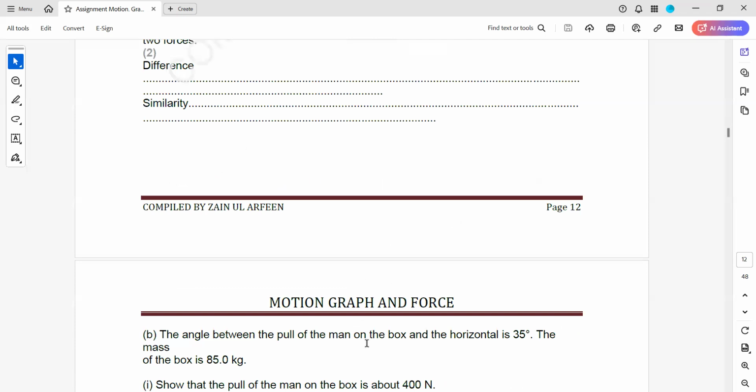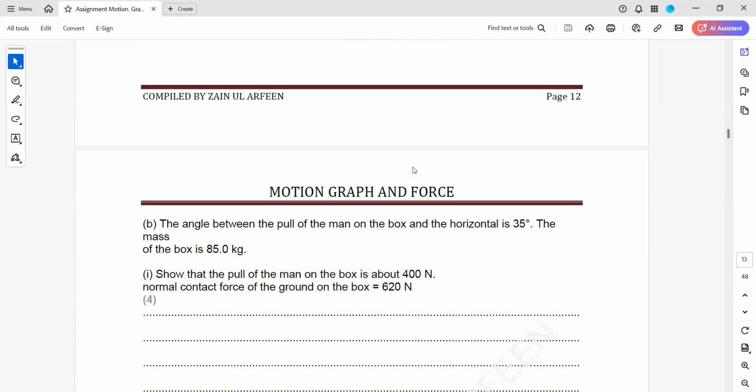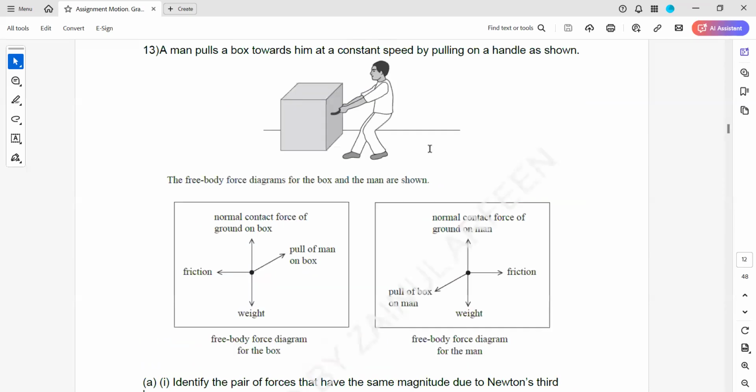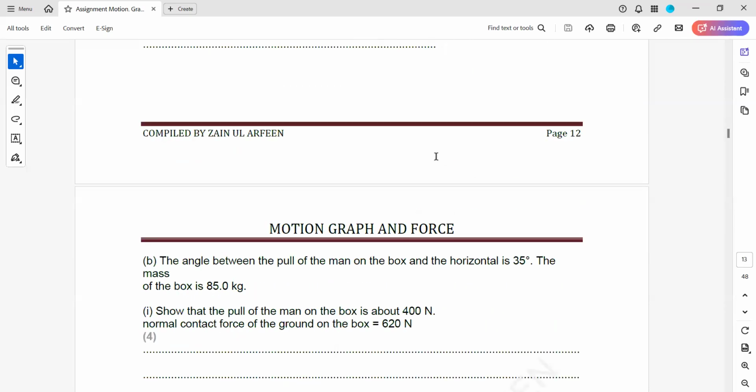Page 12, 13. Yeah, deceleration and the distance increase. We did this page 12, 13 in the session.